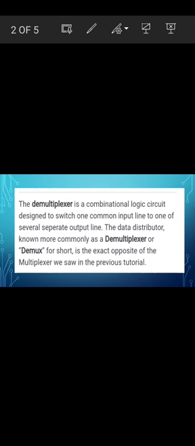Next, we are going to see the block diagram of the demultiplexer. This is the block diagram of the demultiplexer. It has only one input. The number of output lines depends on the select lines. The number of output lines can be calculated using the formula 2 power n, where n is the number of select lines. Hence, the number of output lines depends on the number of select lines.